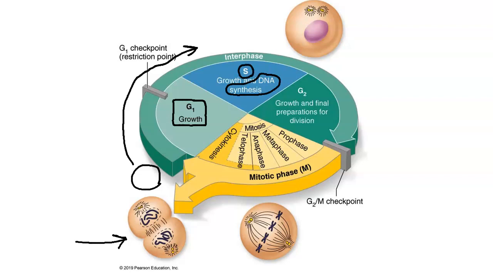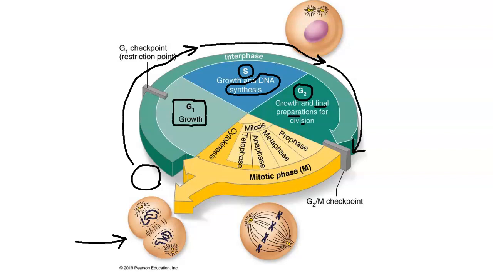S phase, S stands for synthesis, and the only reason for the cell to replicate its DNA is because the cell is going to divide. And if the cell is going to divide, it's going to need two complete copies of its DNA. So S phase follows G1, and then right before the cell divides, which is called mitosis, it enters into a short period of time called G2 or gap 2, and this is just the final preparations for cell division, and then that cell is going to go into mitosis, or in other words, nuclear division.